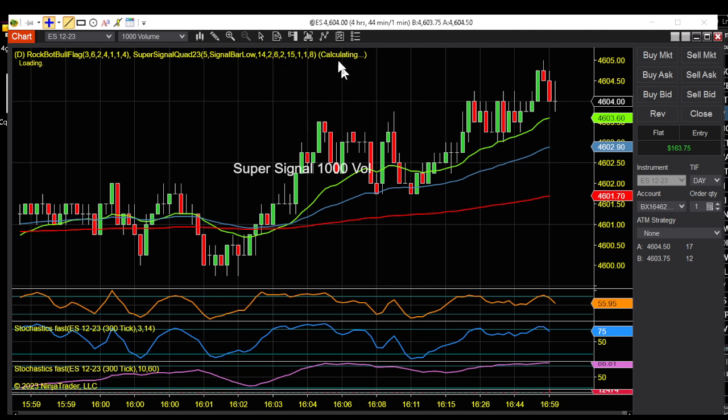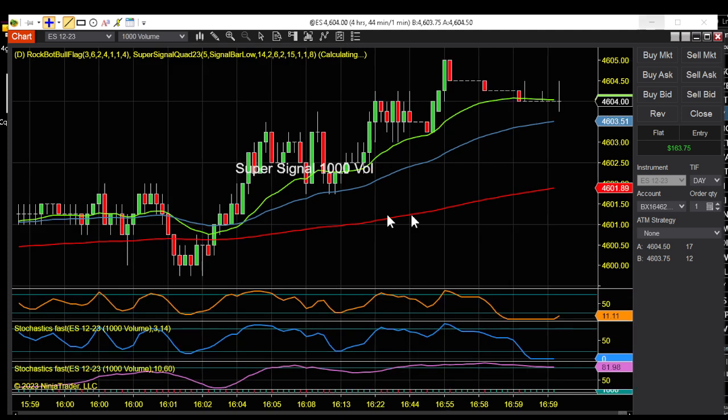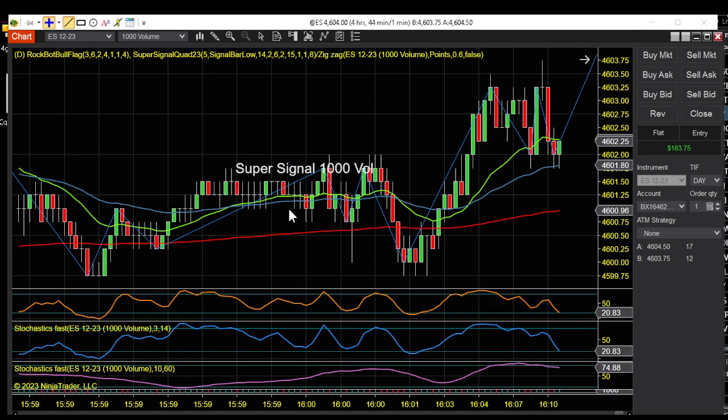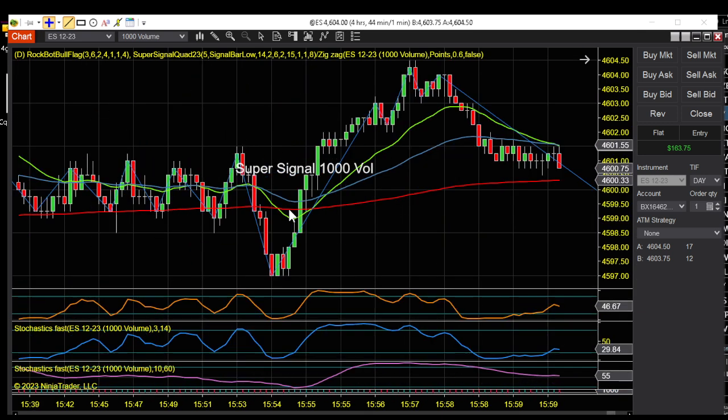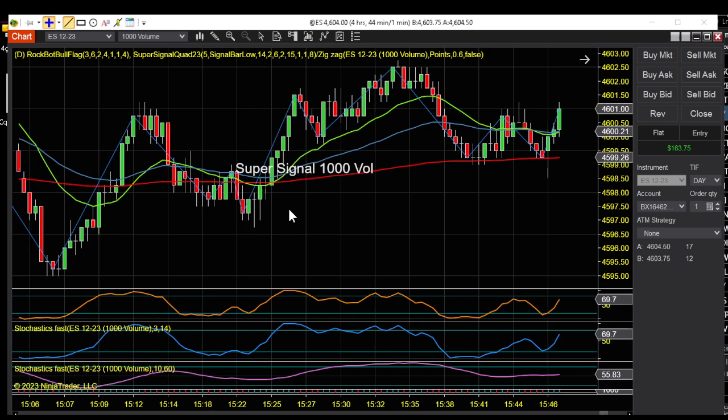This is another option you can do. You can do multiple charts across your screen, and then see what shows up. Now this is on the ES 1,000 volume. I'm not seeing anything here.